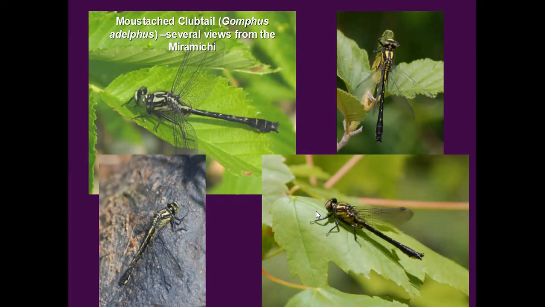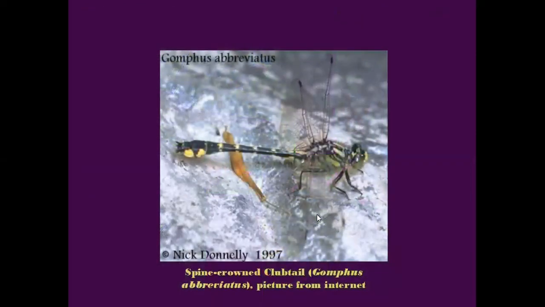It's where I saw the most mustache clubtails in my life, and all different life stages here, adult stages, I should say. The spine crown clubtail I've only ever found as an exuvia at Blackville and other spots in the Miramichi, but it is becoming more common in southwestern New Brunswick. So a species to look out for sure.